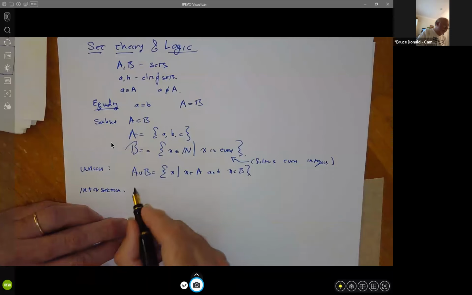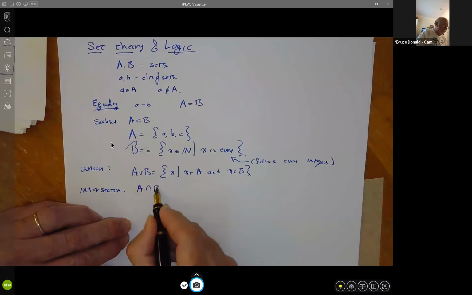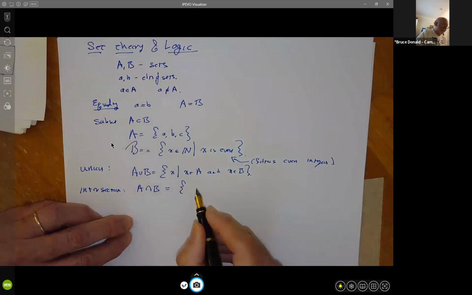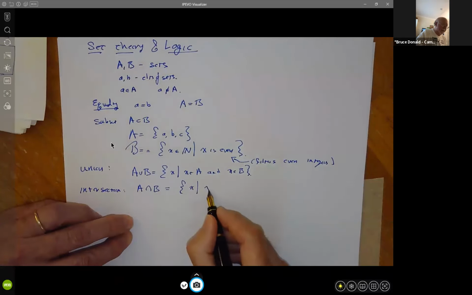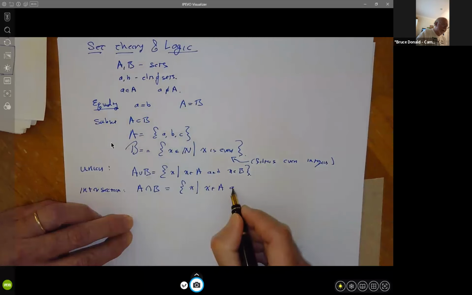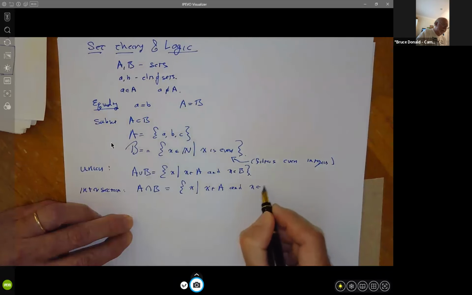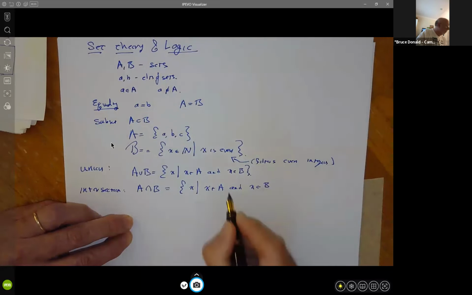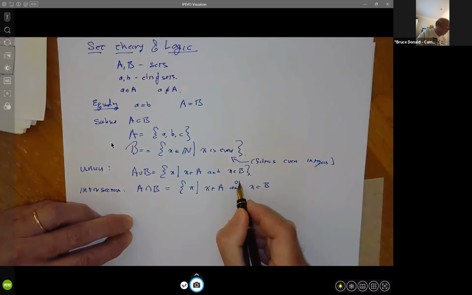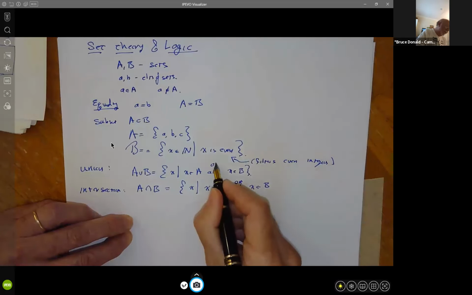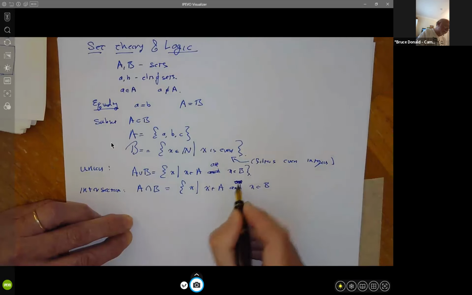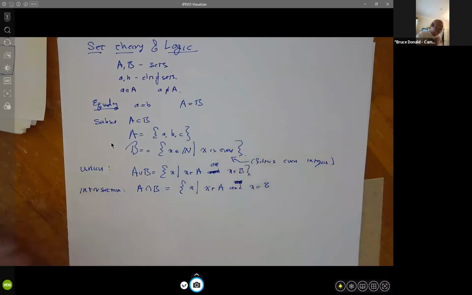So intersection is when you have the set of points that's in both, and we'll write that in set theory as an element x such that x is in A and x is in B. Oh, sorry, I mean an or here, and an and here. Sorry about that. The union is it's in A or B, and the intersection is it's in A and B.